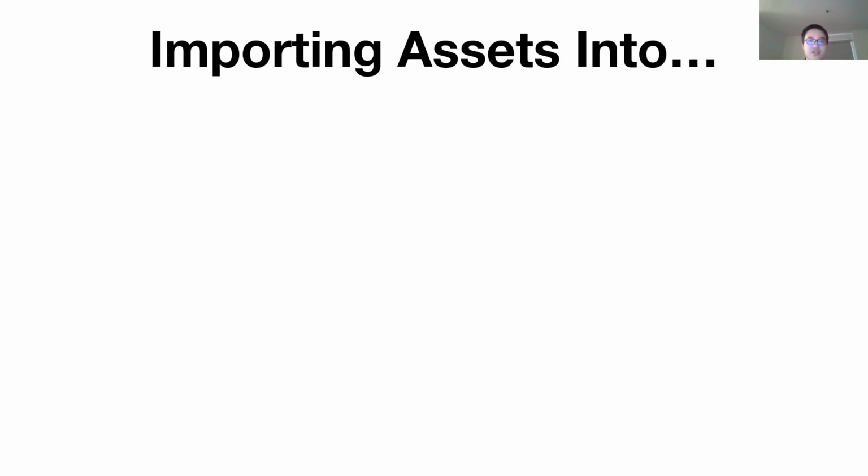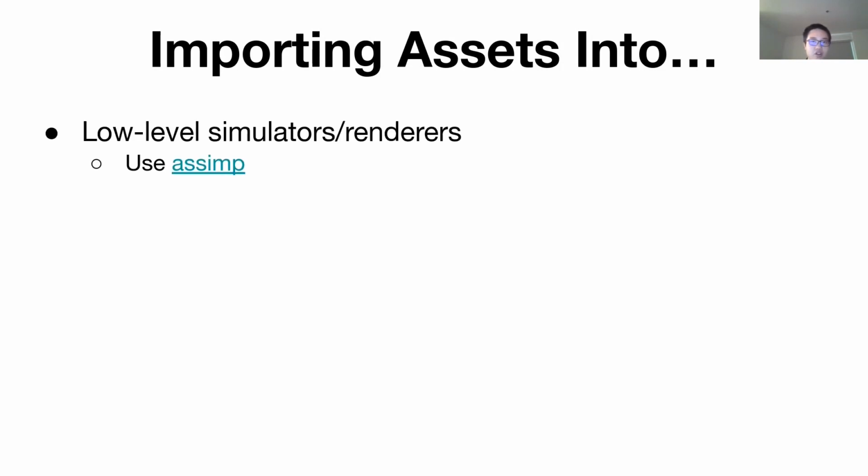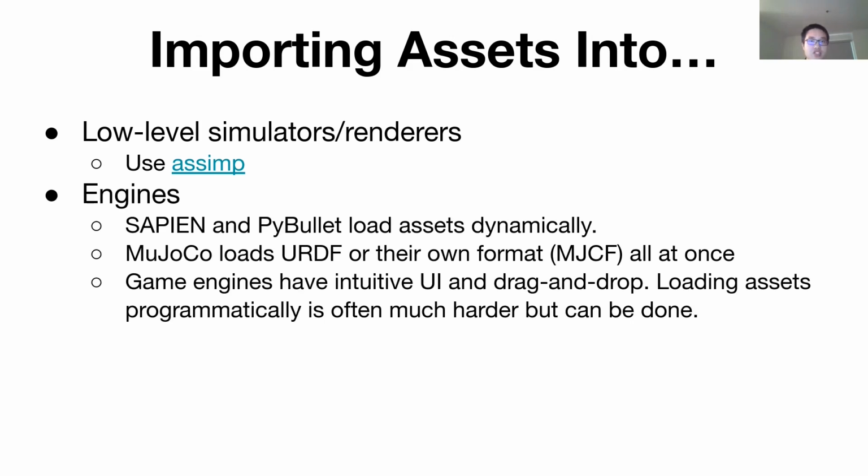Assets are not useful until they are imported into simulation environments. If we are using a low-level physics or rendering SDK, assimp is probably the best library. If you're working with engines, different engines have different choices. For example, Sapien and PyBullet can load assets dynamically. MuJoCo loads URDF or their own MJCF format all at once.